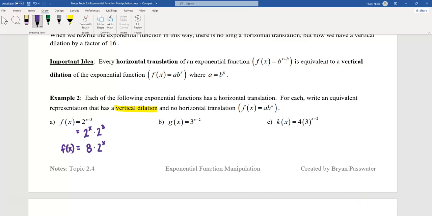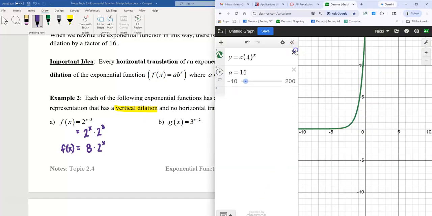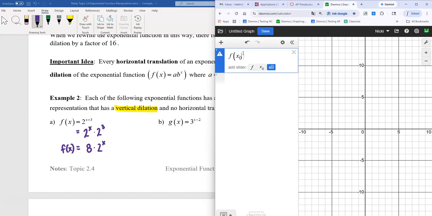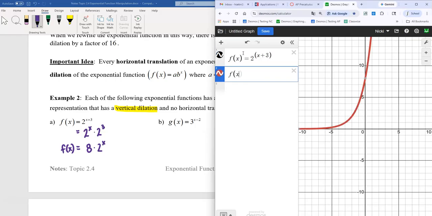If you're not going to be able to use Desmos on a lot of these, but if you just want to check yourself on these when you're working on homework or something, you can just go in here to the x plus 3 and type in f of x equals 8 times 2 to the x, and you can see those are the same graph. Oh, gosh. Those are the same graph right there. So you know that you have done it right. If you mess it up, then you won't get the same graph for those.